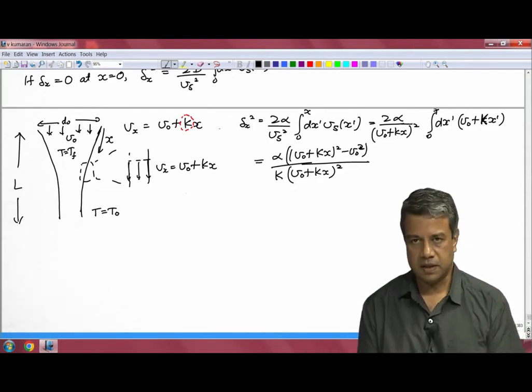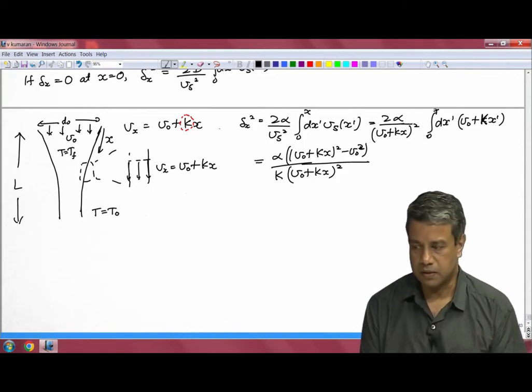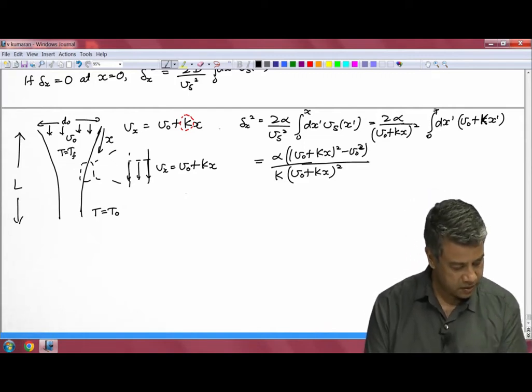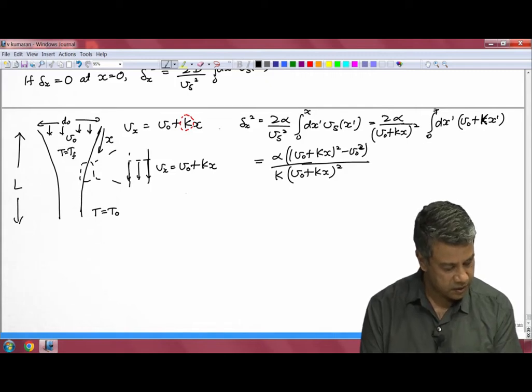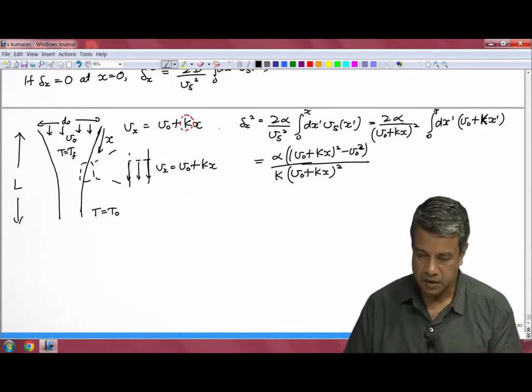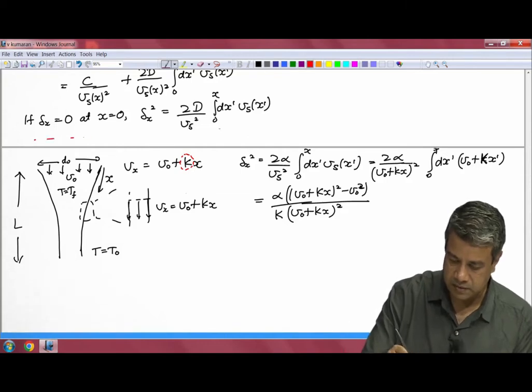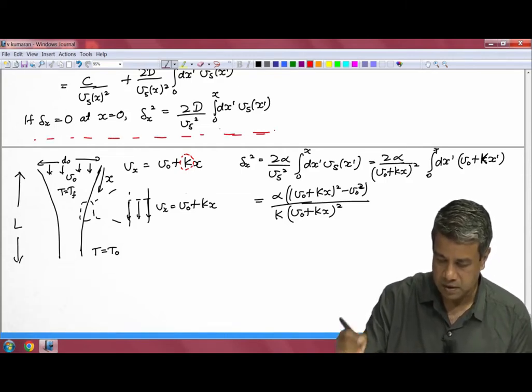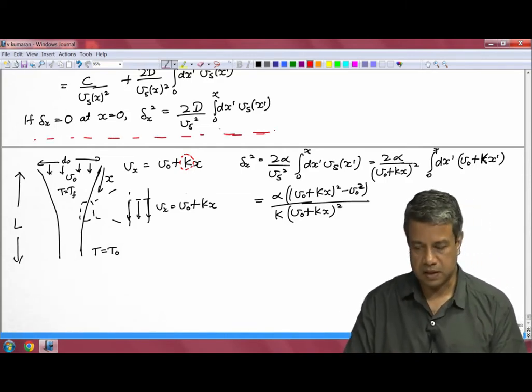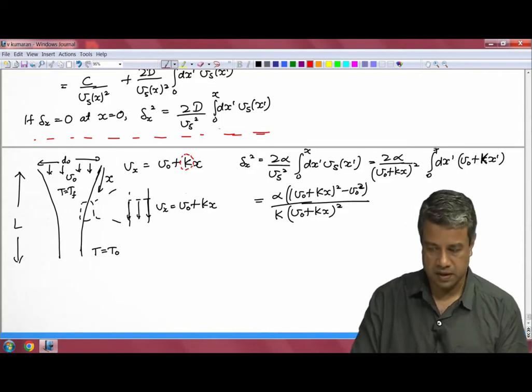So, integral of kx, you will get kx square by 2. So, there will be a k coming out. Okay. So, it will be alpha into V naught plus kx the whole square minus V naught square divided by k into V naught plus kx the whole square. Okay. So, that is the expression for the boundary layer thickness. This is straight away obtained from this 2-dimensional solution by just substituting for delta x in terms of the surface velocity.